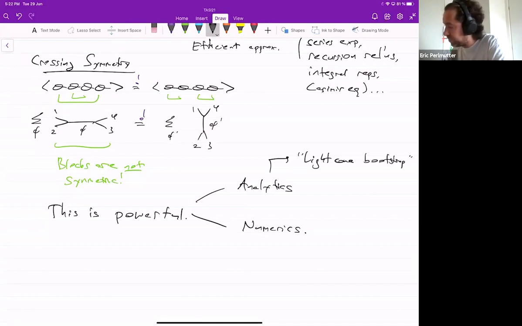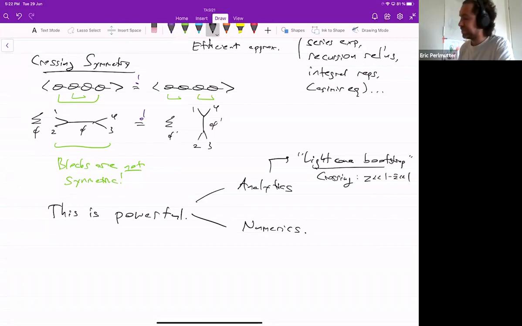For your knowledge, and perhaps you can follow up on it if you like. The point of the light cone bootstrap is to solve crossing in the regime z much less than 1 minus z bar much less than 1. So you take small z, then you take z bar to 1, and then you solve crossing. This was done first in some papers at the end of 2012, one by Fitzpatrick et al. and one by Komargodski and Zhiboedov.